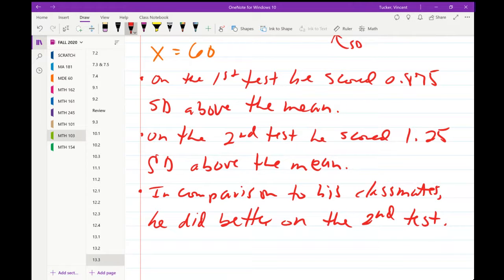all right. So that's how we would interpret the information that we calculated. On the first test, he scored 0.875 standard deviations above the mean. On the second test, he scored 1.25 standard deviations above the mean. Because the value is positive, it means that's above the mean. If your z-score was negative, that means it would be below the mean. So in comparison to his classmates, he did better on the second test. Even though he scored a 60 on the second test, in comparison to that 72 on the first test, what we're talking about is in comparison to his classmates.